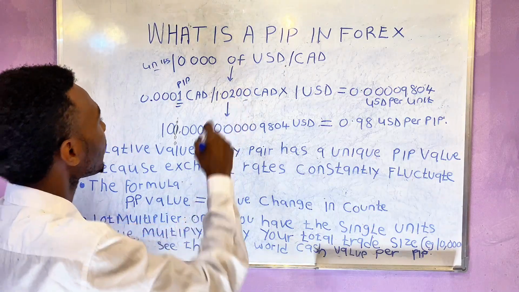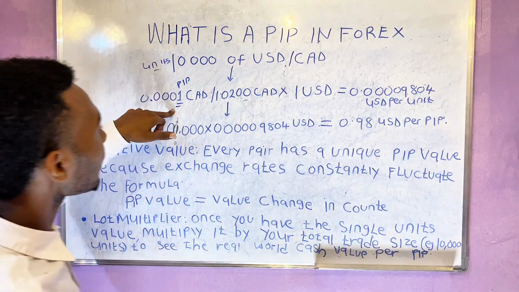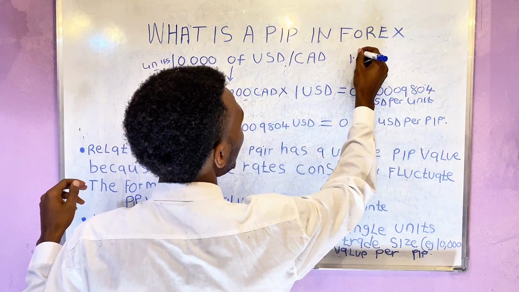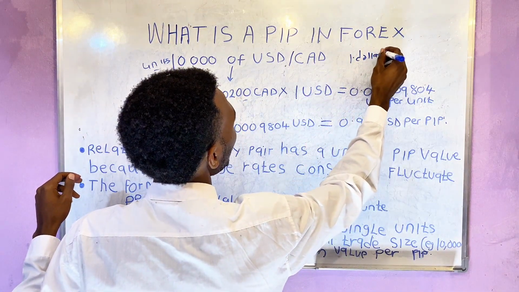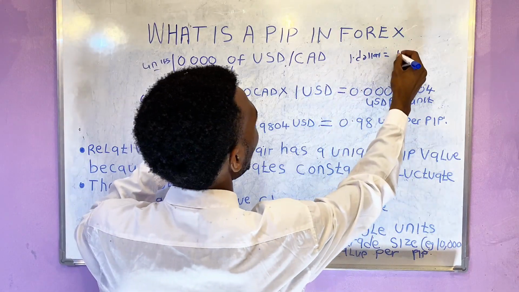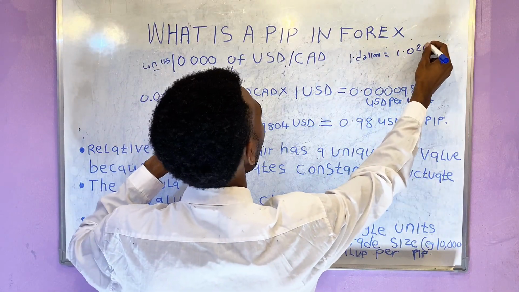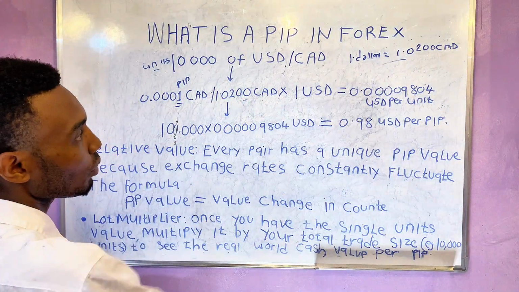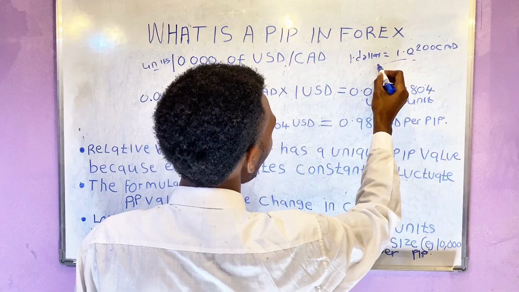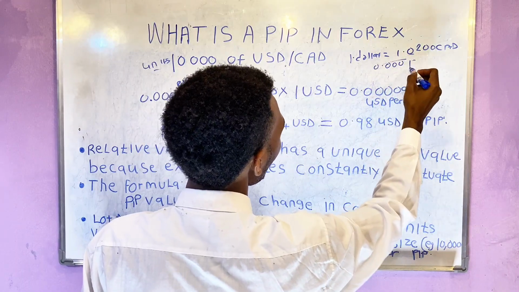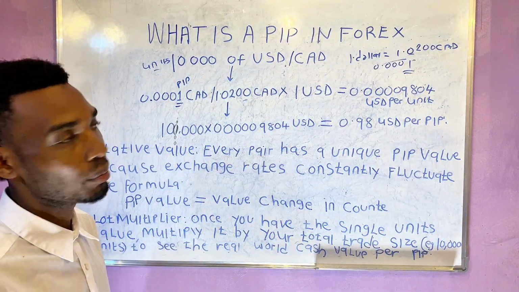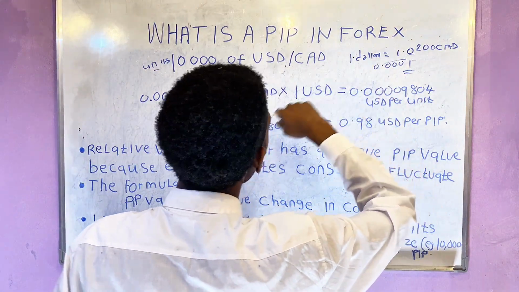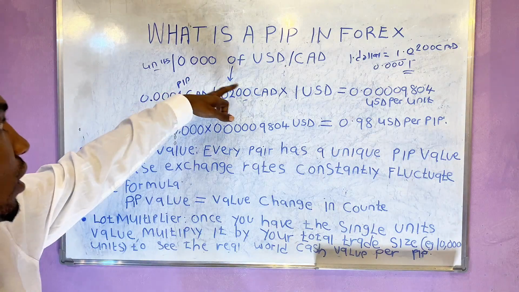Now if one dollar is equal to 1.0200 CAD, that is the exchange rate. Now the PIP here is 0.0001. One is the PIP, because we have said times 10,000. This is 10,000 of USD.